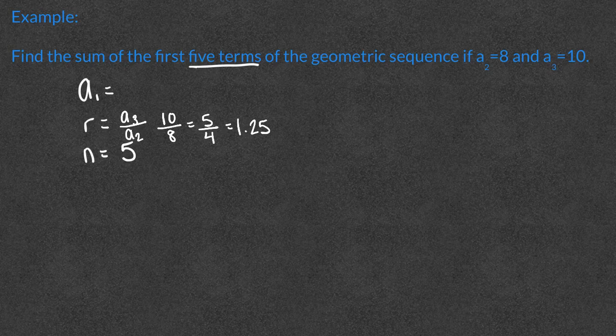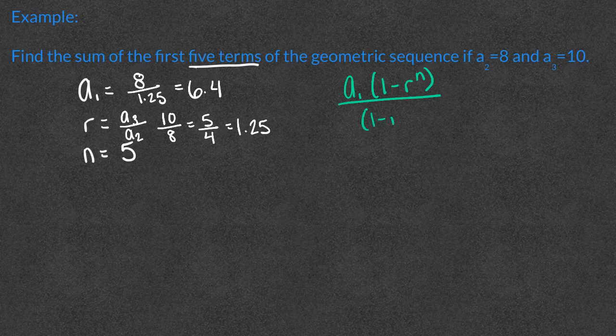All right, so now that I have my common ratio, I can actually work backwards to find my a sub 1. To do that, I'm going to take my second term, which is 8, and divide that by 1.25 to get my first term. And when I do that, I end up with 6.4. Now I have all the components that I need for that finite geometric series formula. I'm going to remind myself of what that formula looks like, which is a sub 1 times 1 minus r to the nth power divided by 1 minus r.